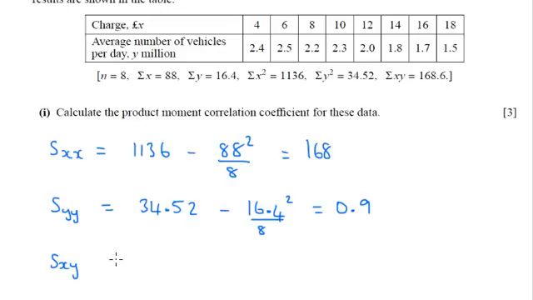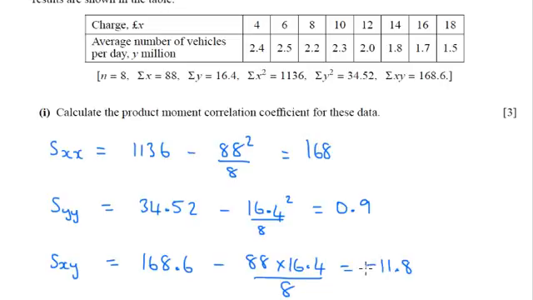And SXY is the sum of your xy, so 168.6 minus sum of x times sum of y, so 88 times 16.4 over 8 gives me negative 11.8. So that tells us we're going to have a negative correlation.